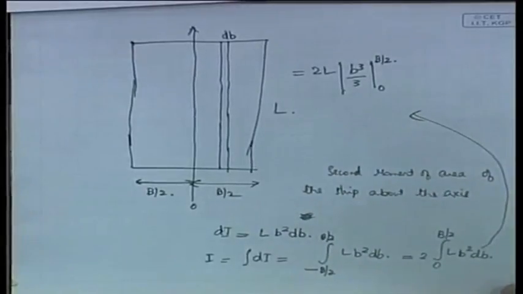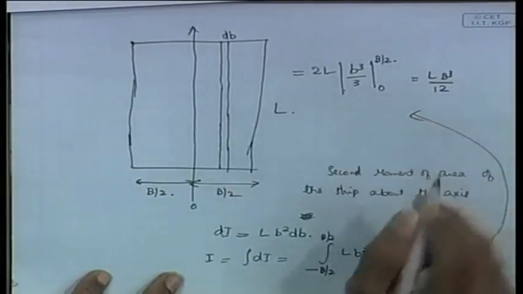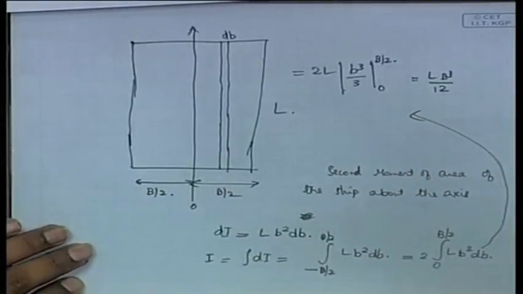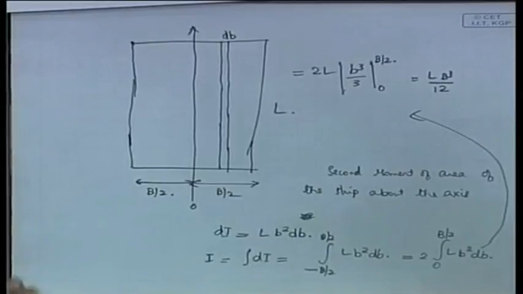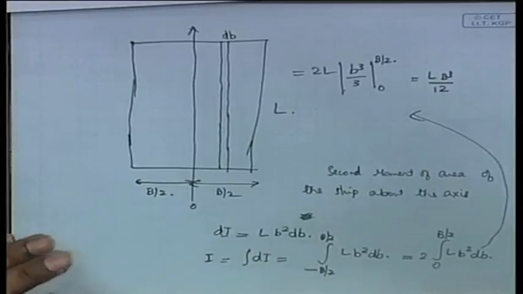Okay, b by 2. Now this becomes LB cube by 12. This derivation was given just so that you get some idea of what moment of inertia is. This is the general idea, the basic definition of I. So from this dI, this is how you proceed to get the moment of inertia of some surface.